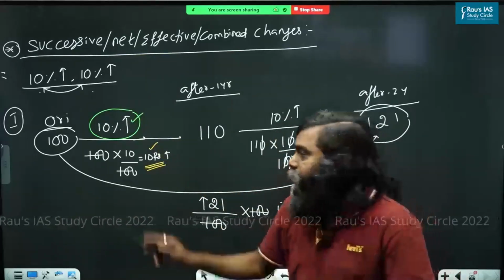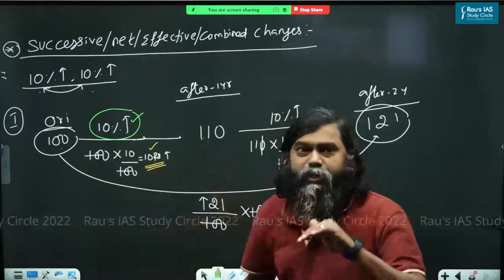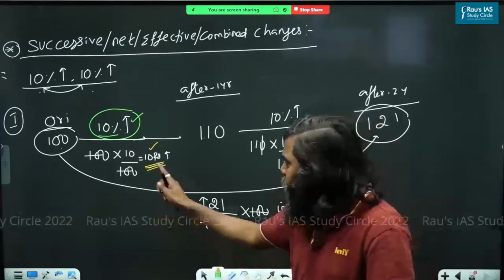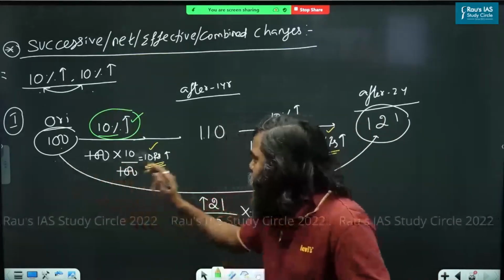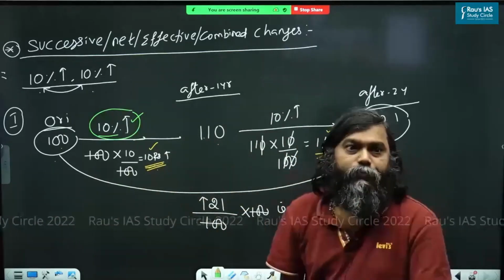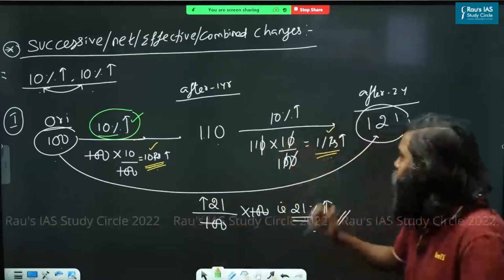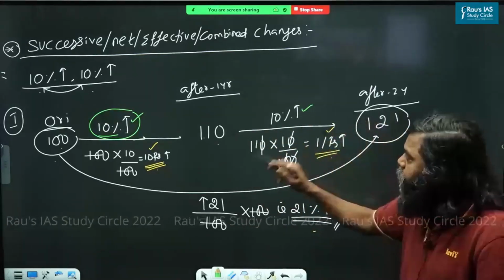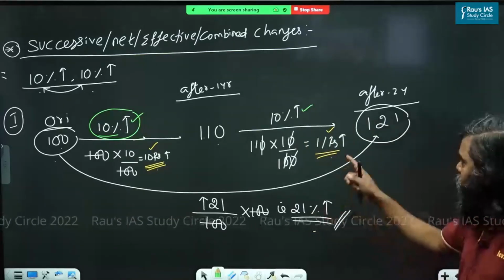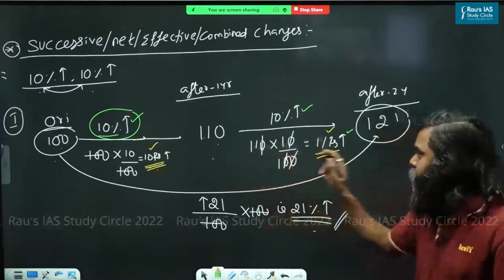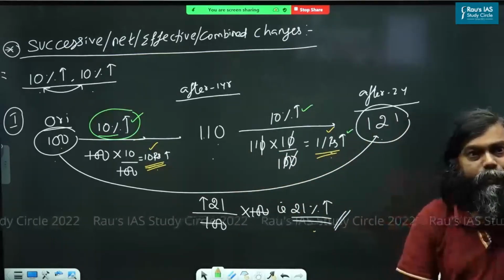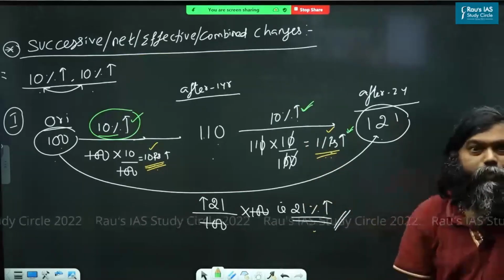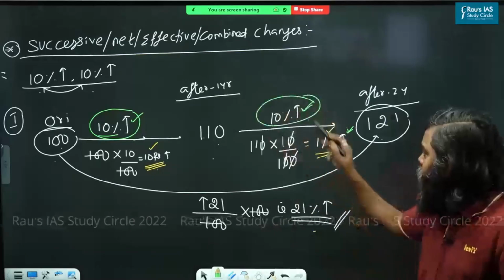What is the meaning of 10% increasing? Increase means difference. The difference between original and first year income in percentage form is 10%. What is called 10 rupees increasing? The difference between original and first year income in value is 10 rupees. What is called 10% increasing here? The difference between first year and second year income in percentage is 10%. What is called 11 rupees increasing? The difference between first year and second year income in value is 11 rupees. This is called difference. So both are equal? Can I say 10% equals 11 rupees?